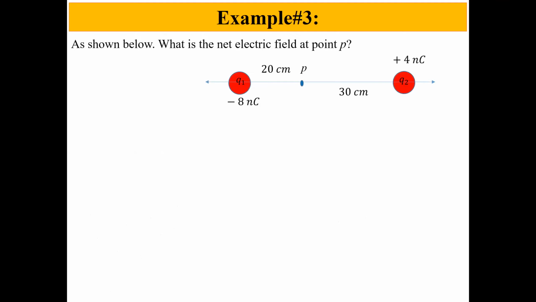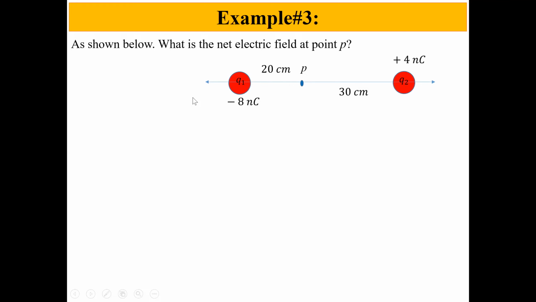First example about the electric field, as shown here. What is the net electric field at point P? Okay, I will use the same procedure that I used in the electric force, with a small difference. At the beginning, we are calculating the electric field at point P. Where is my point P? It's right here. Now, you have to assume that there is a positive test charge of 1 Coulomb, and do the same as you did in the electric force.